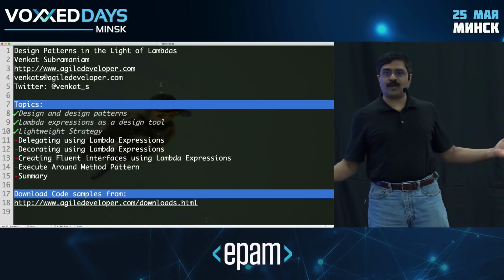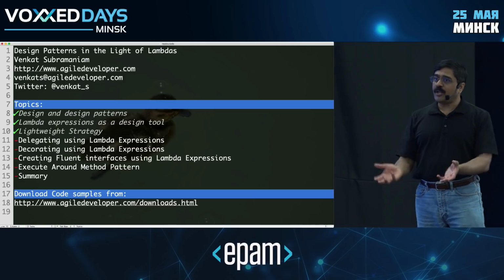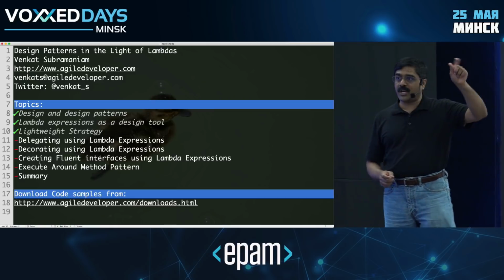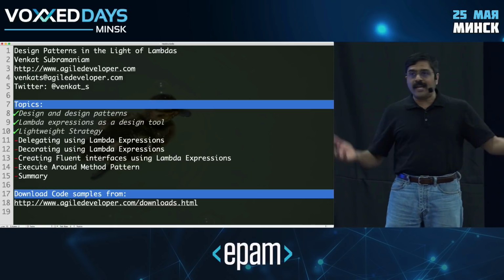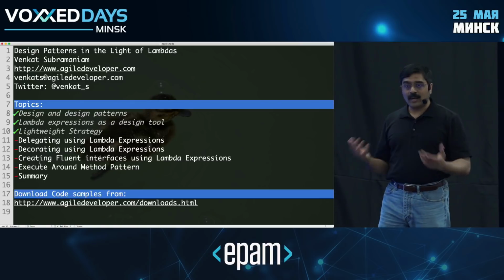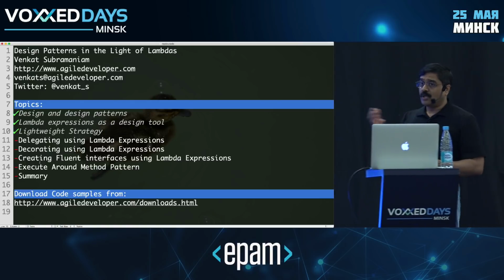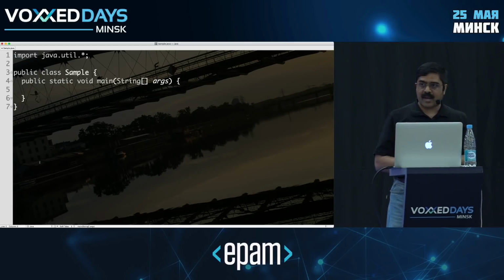That's a lot of work to do strategy, isn't it? If all you're trying to do is to make a slight variation in a logic, why do you have to implement so much code? Well, lambdas can get rid of a lot of that. To entertain this thought, let's look at an example.